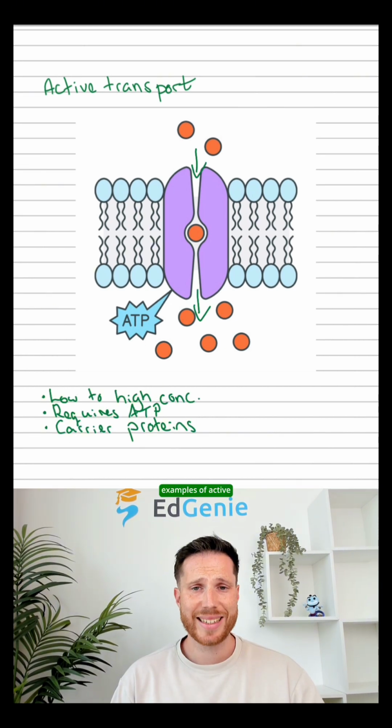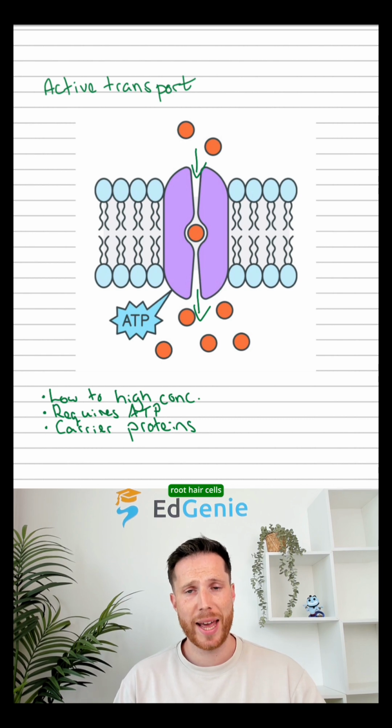Now, some common examples of active transport are ion uptake in the root hair cells and glucose absorption in the kidneys.